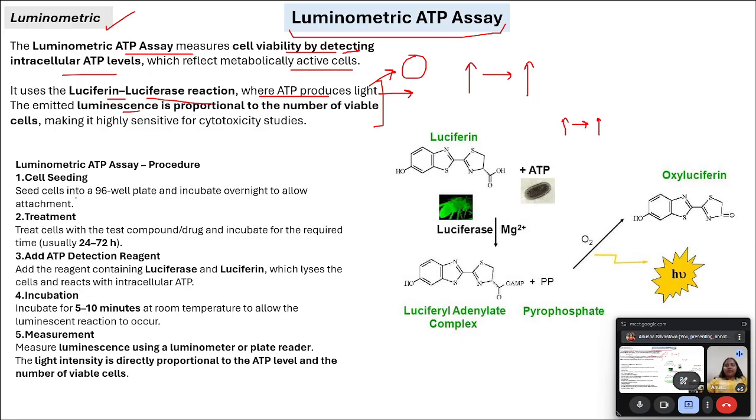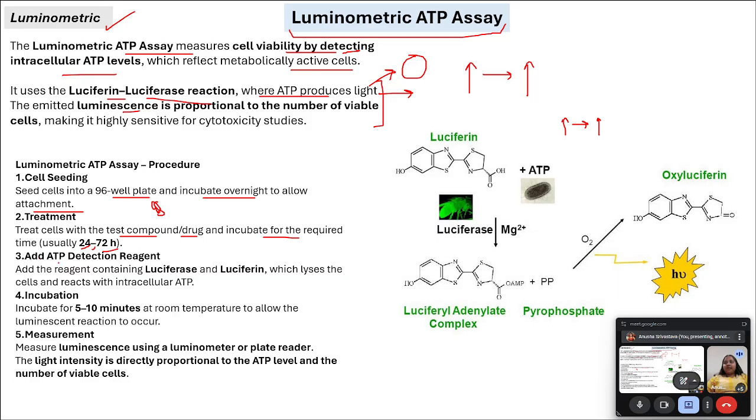So how does this happen? The cells are seeded in a 96-well plate and incubated overnight to allow attachment. After that, once the cells are confluent in the 96-well plate, we treat them with the test compound or drug or nanoparticle and incubate for the required time, sometimes 24 hours, 48 hours, 72 hours, based on how long it takes for your drug or nanoparticle to act.